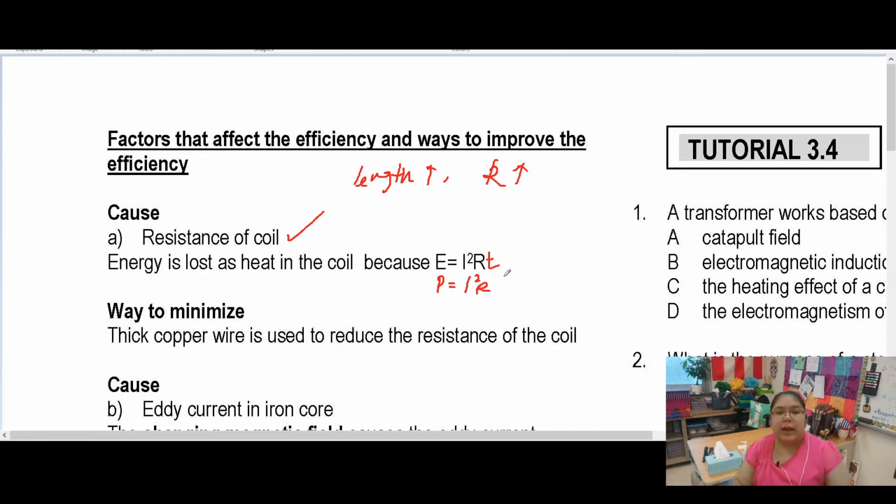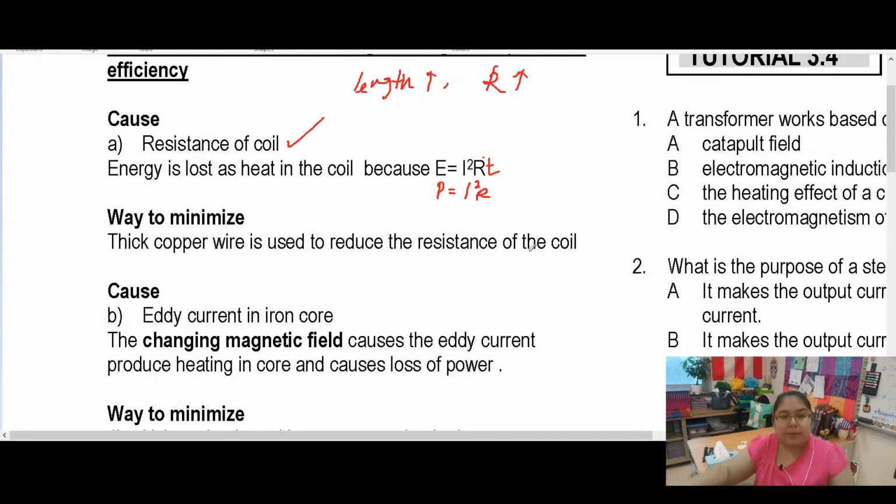Okay, the energy we lost. You can see the resistance is directly proportional to the energy. That means when your resistance becomes high, your lost energy also increases. So we're going to see how to minimize it. First part, you can say you're using the type of wire, copper wire.